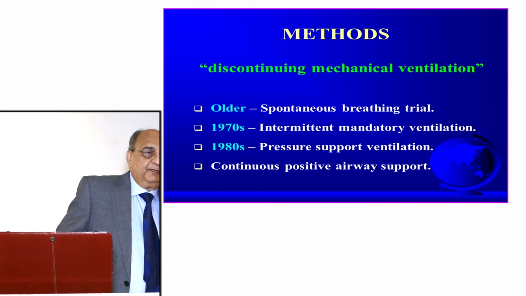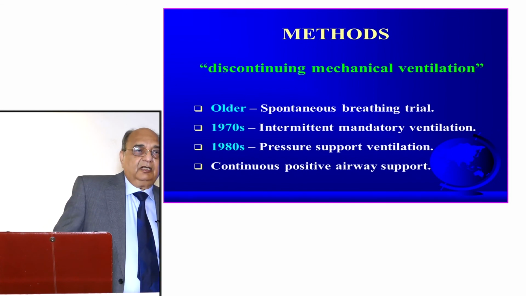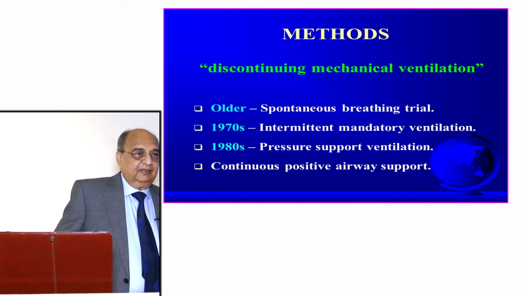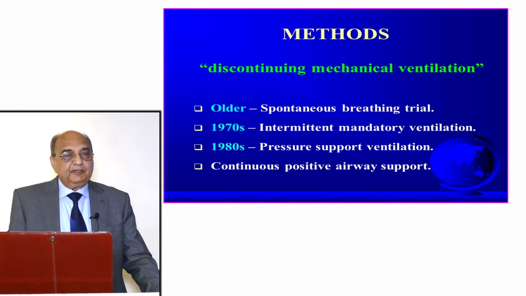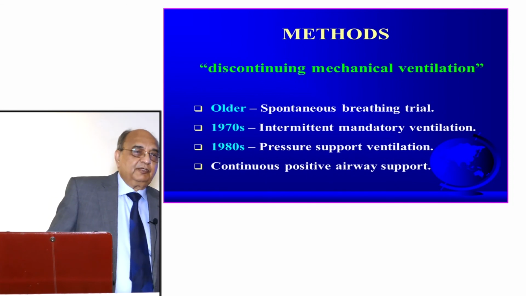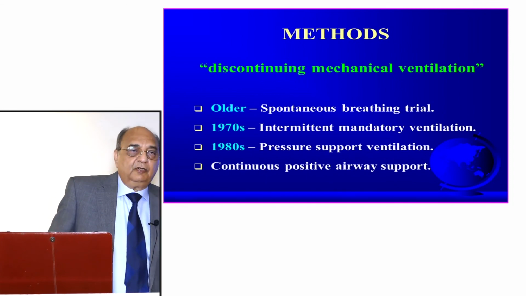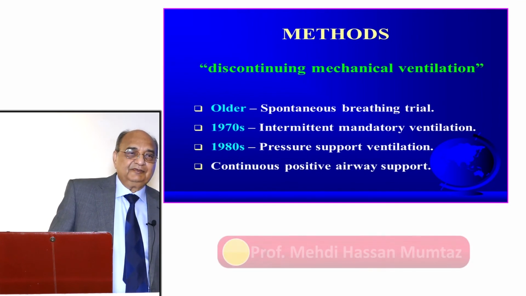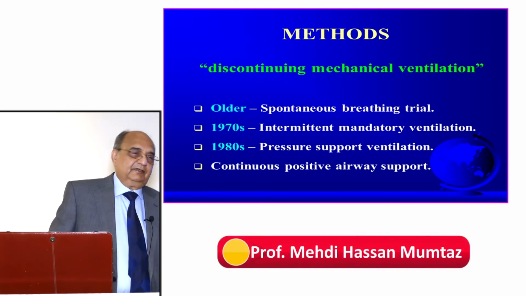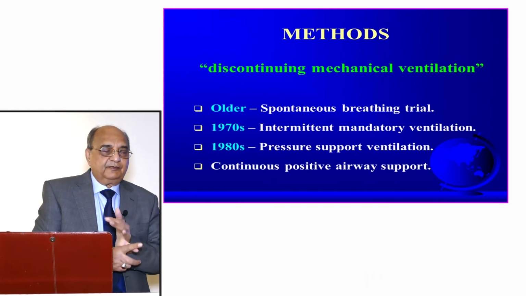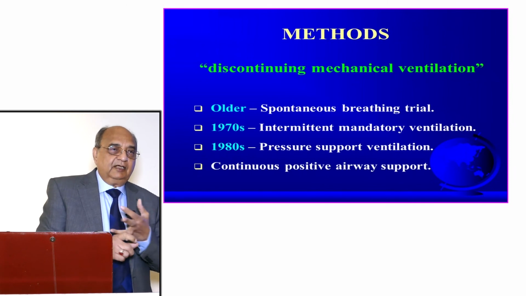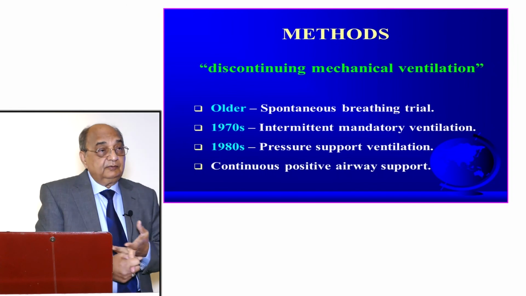It could be only IPAP, could be BiPAP also, or only CPAP. So this is pressure support ventilation. CPAP, continuous positive airway pressure: you just give positive support, and don't leave any pressure at the end of inspiration. So these are different ways, just to enumerate a few. First you do a spontaneous breathing trial, then intermittent mandatory ventilation, SIMV, or then you do pressure support.